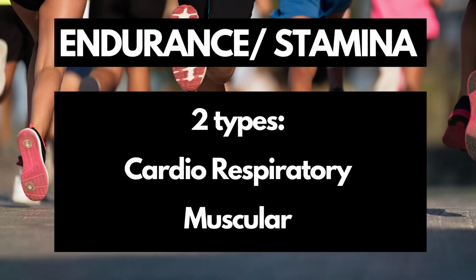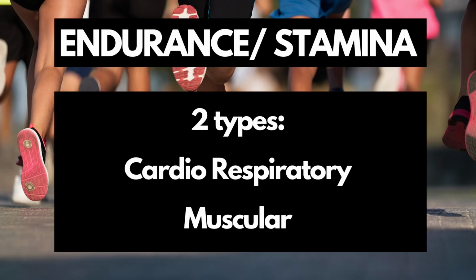There's a little bit more that you need to know for those ones. So, for example, when we're talking about endurance, you've got to know that there are two types there. Remember, endurance is either cardiorespiratory endurance or muscular endurance. So there's a little bit more that you need to know there.